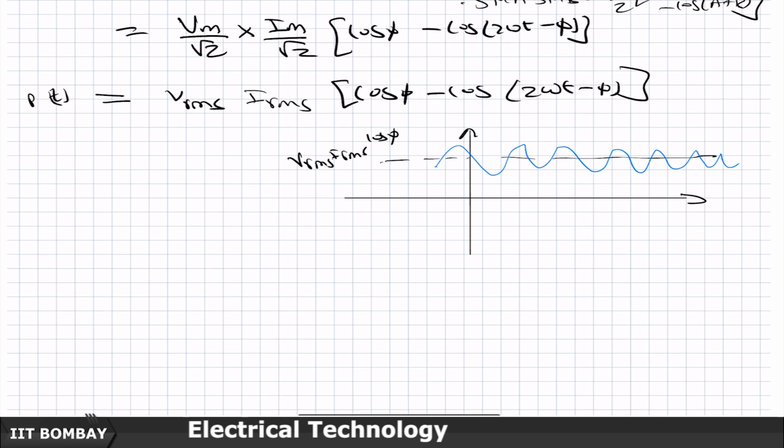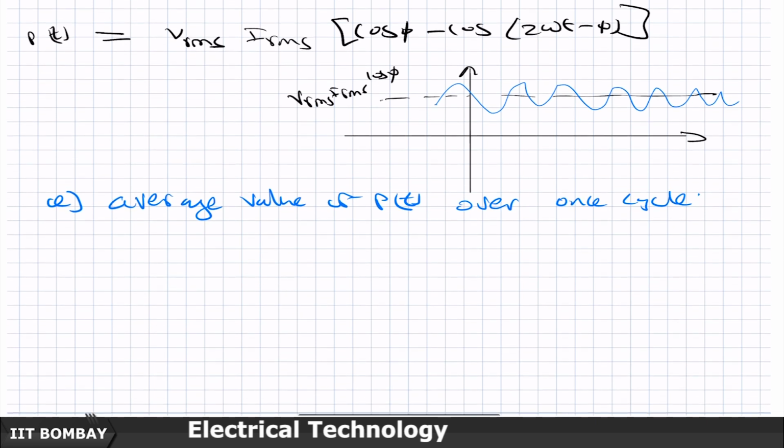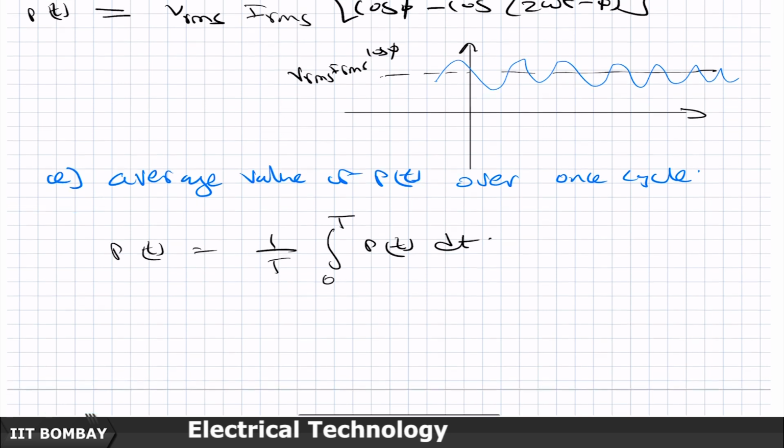So, two questions come to your mind. The first question is, what is the average value of p(t) over one cycle? One cycle means one time period. So, the average value of p(t) over one time period T is going to be, I have to integrate from 0 to T of p(t) dt.